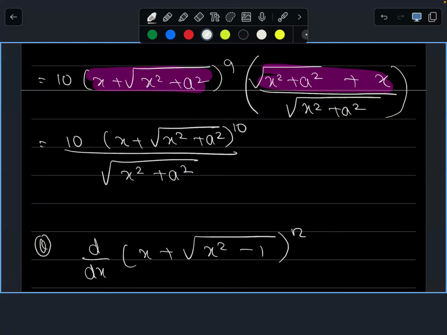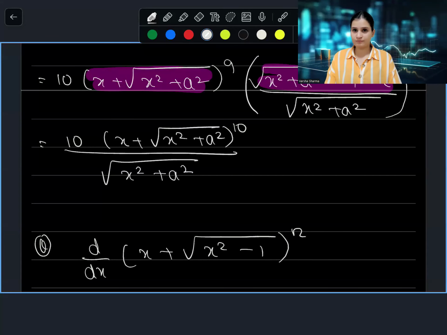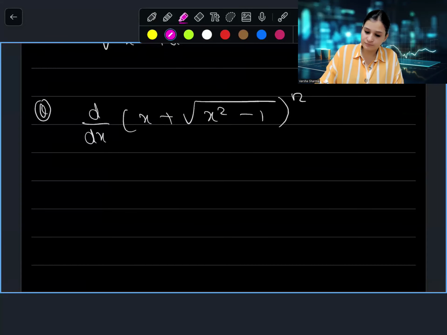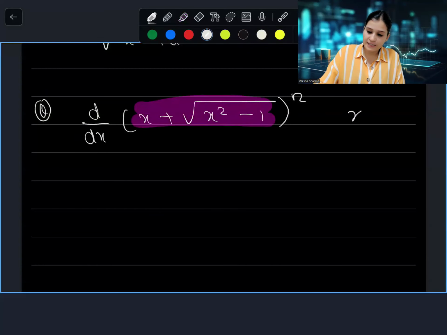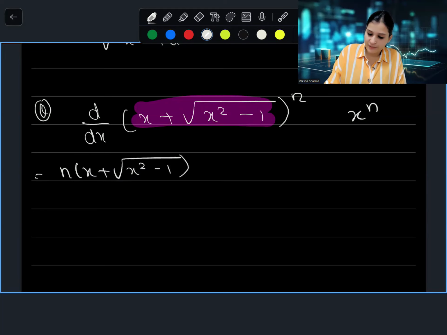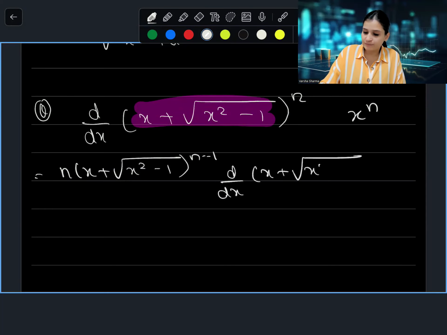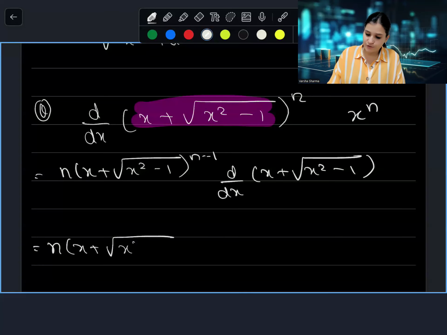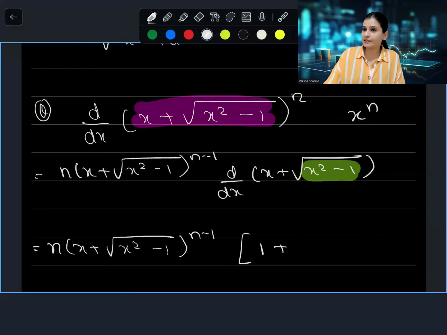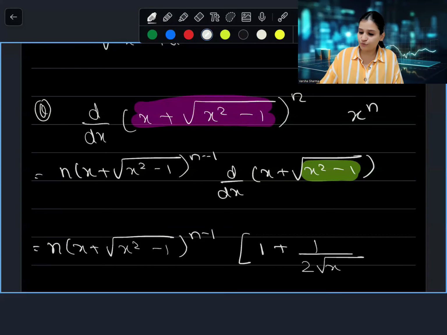Online done? Yes, ma'am. First, we'll treat it as x power n. So it's n x power n minus 1. We'll differentiate the term that is written instead of x. n x plus under root x square minus 1 power n minus 1. Differentiation of x is 1 plus. This will be treated as root x. Root x is 1 by 2 root x.